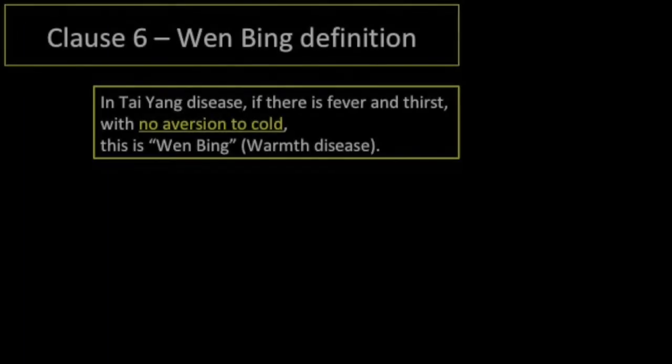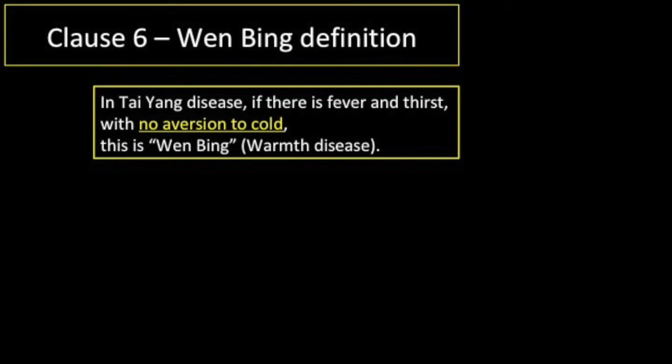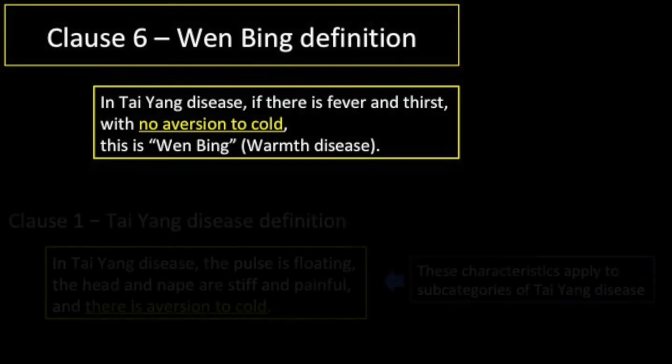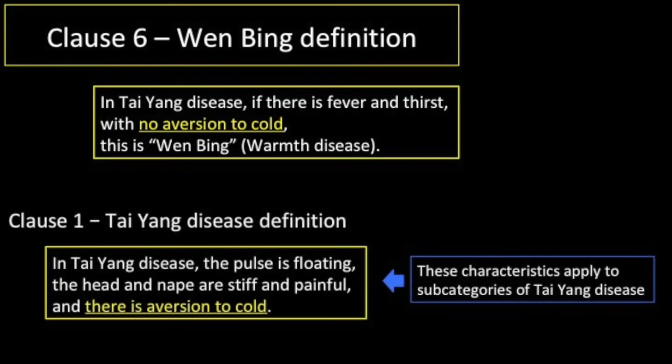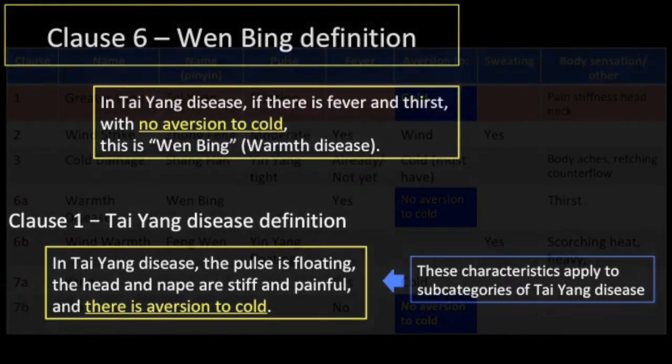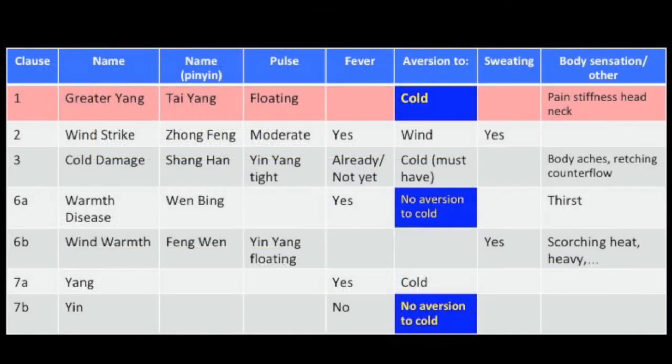Now let's turn our attention to the definition of warmth disease, or Wen Bing. We can see here that the signs and symptoms are sometimes at odds with the overall definition of Tai Yang disease in clause 1. We can also note that Wen Bing does not fit neatly into the definition of diseases stemming from Yang, although it is an early stage of disease.